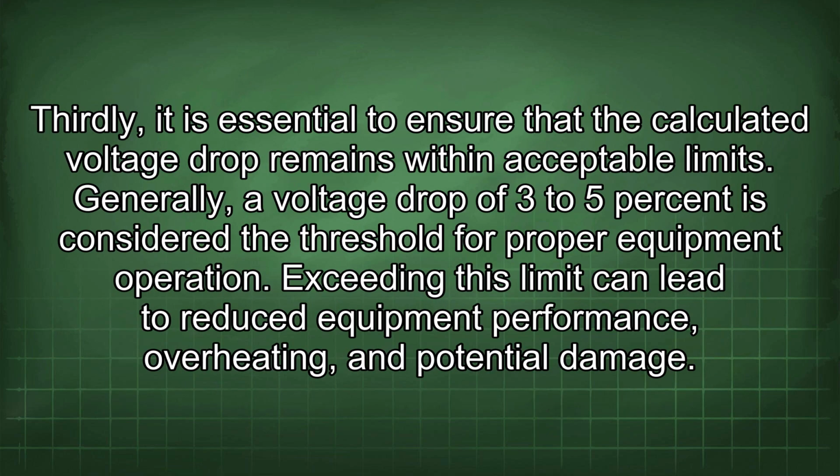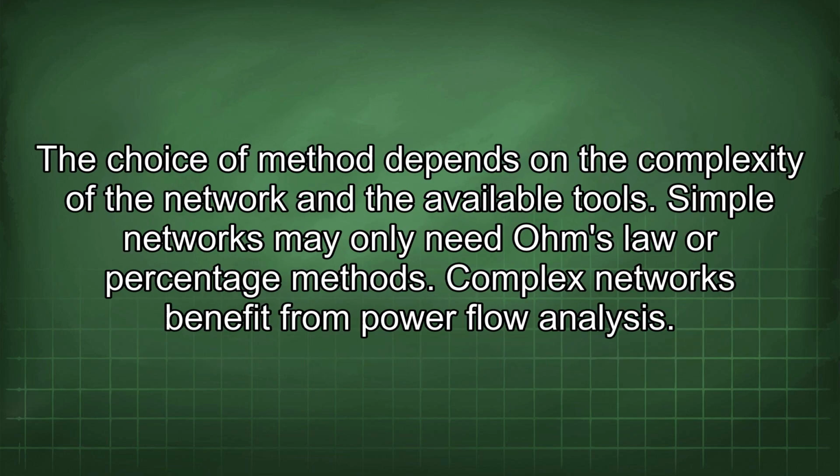Thirdly, it is essential to ensure that the calculated voltage drop remains within acceptable limits. Generally, a voltage drop of 3 to 5% is considered the threshold for proper equipment operation. Exceeding this limit can lead to reduced equipment performance, overheating, and potential damage. The choice of method depends on the complexity of the network and the available tools. Simple networks may only need Ohm's law or percentage methods. Complex networks benefit from power flow analysis.